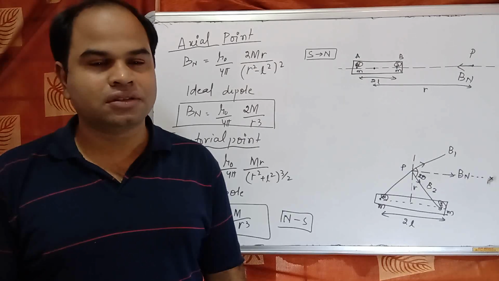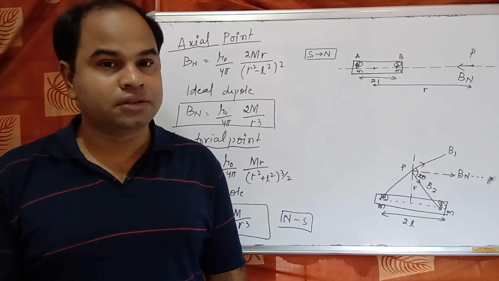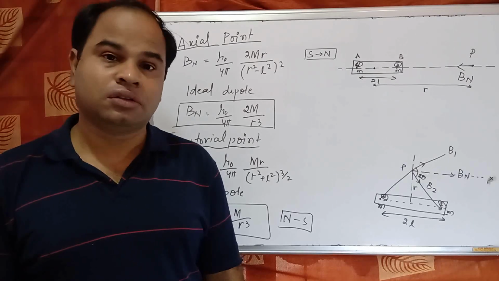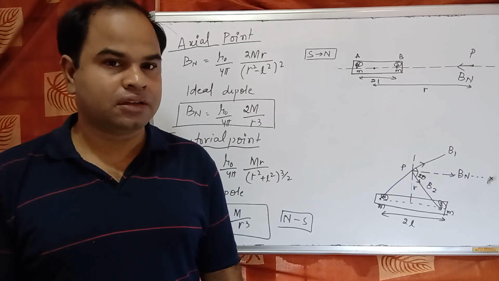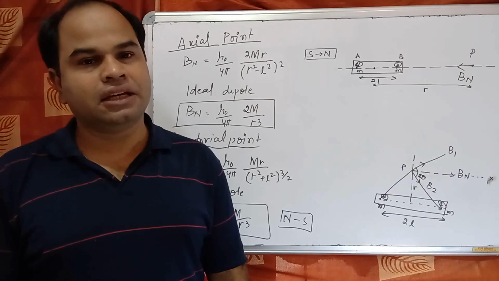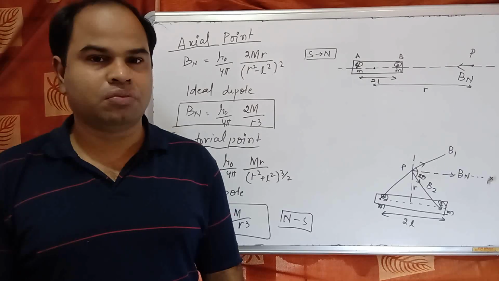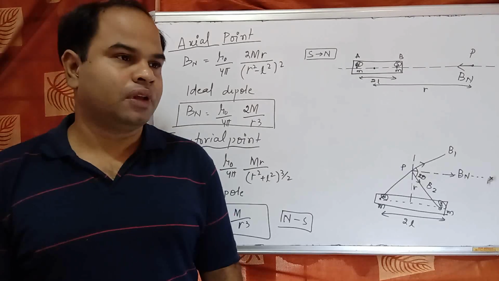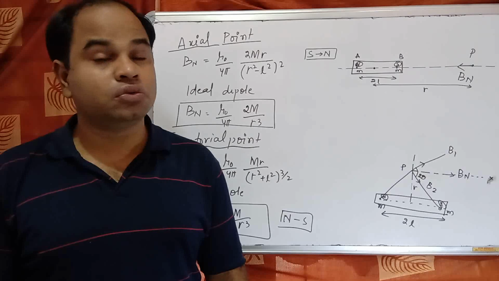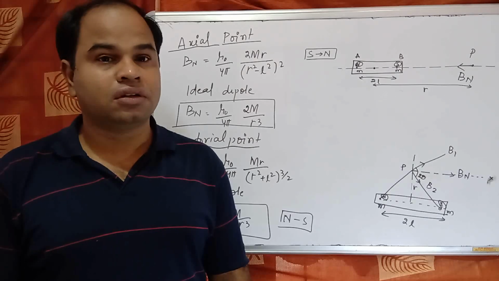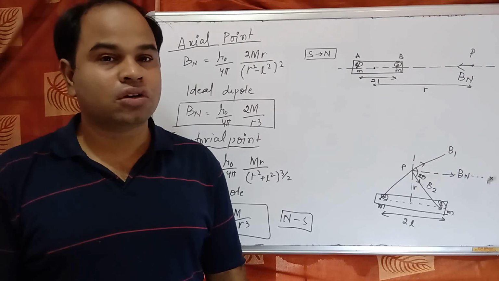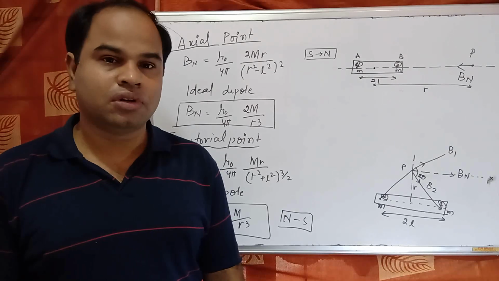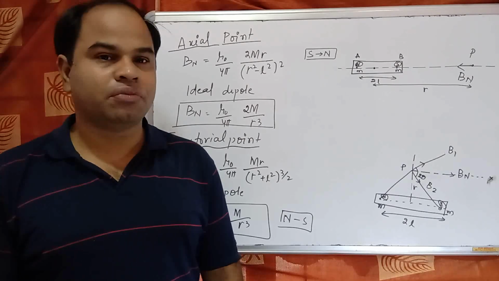Today we will discuss some numericals based on magnetic field due to a bar magnet at any axial point or equatorial point. Next we will discuss torque on a magnetic dipole placed in a uniform magnetic field.